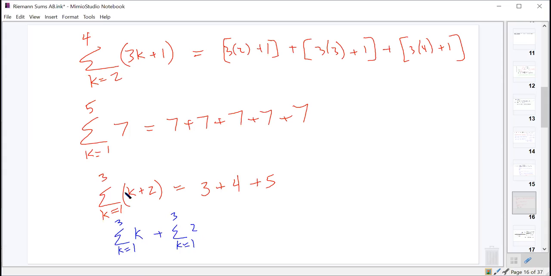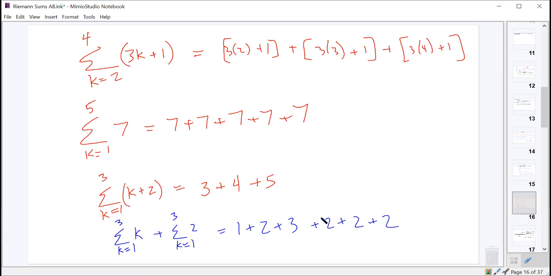And we can separate this summation out into two different summations because they're being added together. Because all I'm doing here is adding a bunch of things together. So it doesn't matter what order I add them in. I can add all the k's first and then add all the 2's, or I can add all the k plus 2's together. Right? This would be add together 1 plus 2 plus 3. And then this would be add together 2 plus 2 plus 2. Everybody see that?